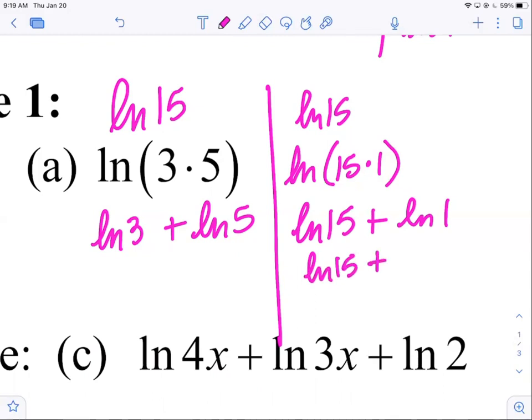You should have this memorized. Yeah, it's 0. What's log of 1 of any base? 0. It's the x-intercept, right? What's the natural log of 15 plus 0? The natural log of 15. Very good. I turned a mountain into a mountain. Presto magic. Poof.